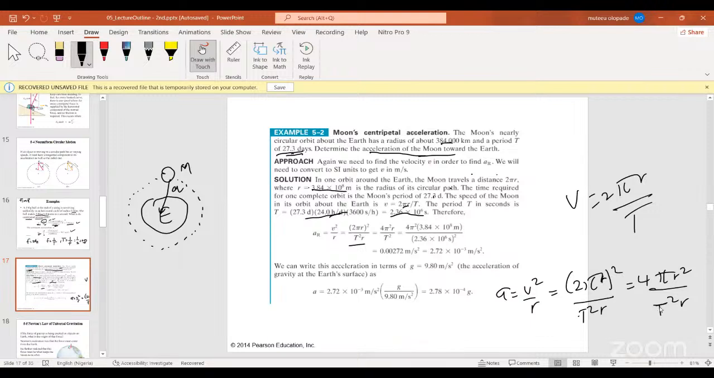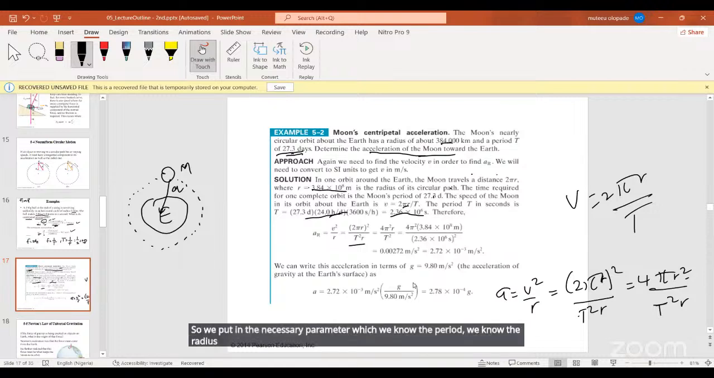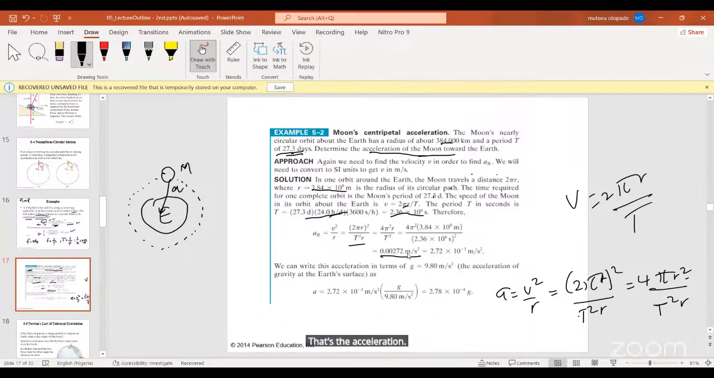If you put in the necessary parameters, which we know, the period and the radius, and substitute them into this, it gives us this, meters per second squared. That's the acceleration. Meters per second squared. That is what you have.